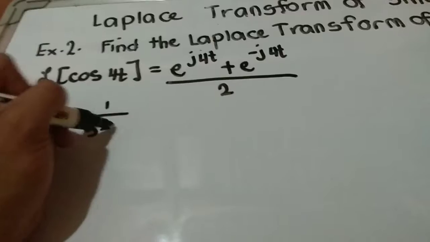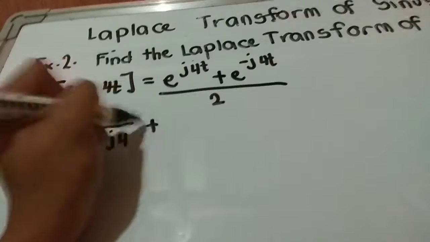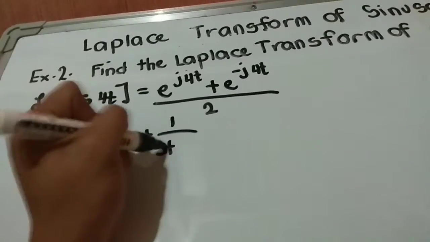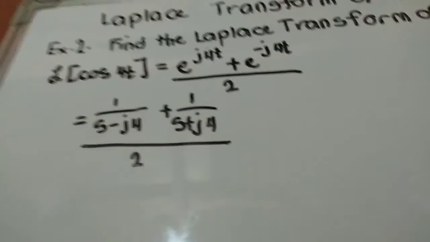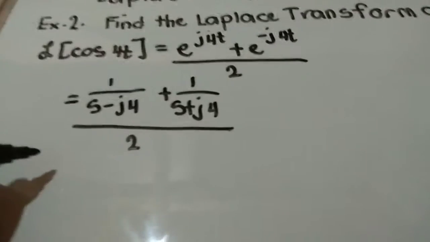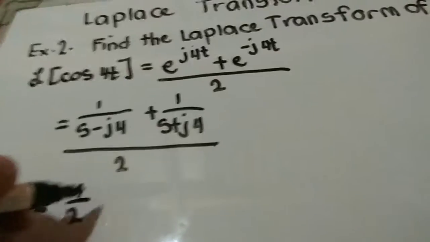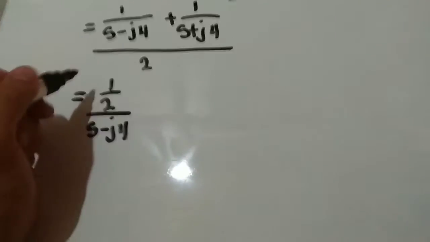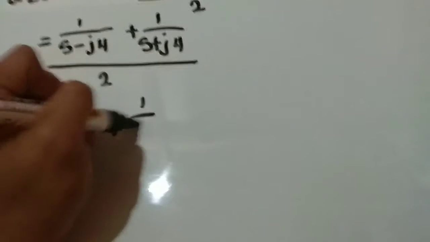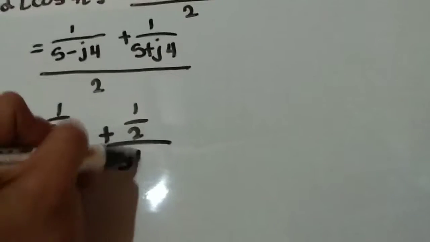s minus j4 plus 1 over s plus j4, all over 2. Reciprocating the values, so 1/2 over s minus j4 plus 1/2 over s plus j4.